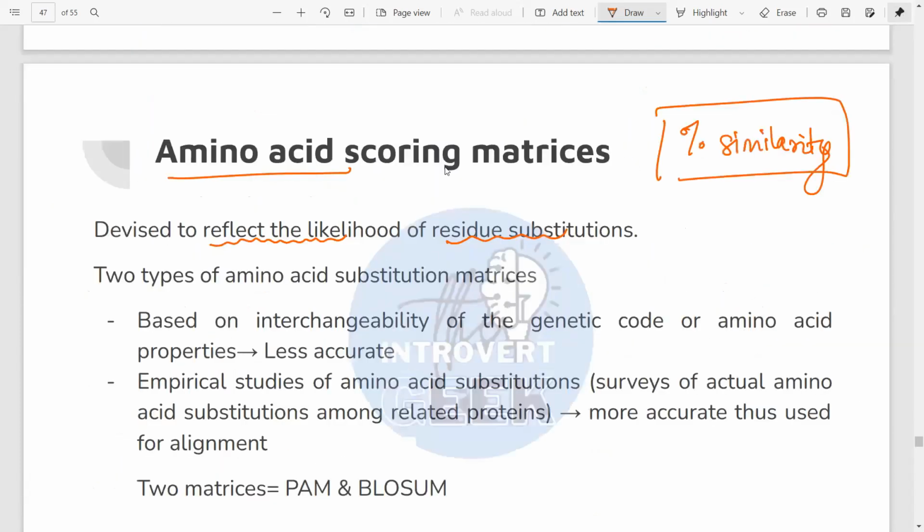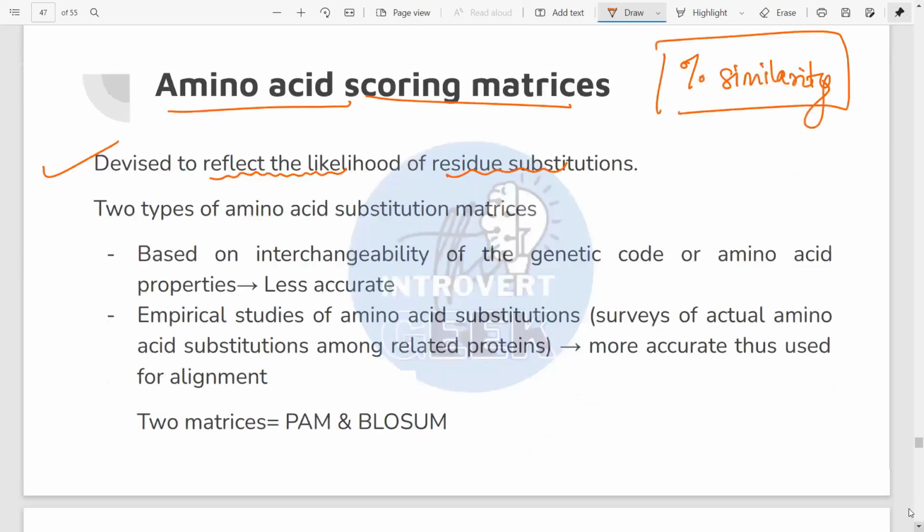So based on this, you have different scoring matrices. Those values that are assigned, how did they come to this value? That is actually what the scoring matrices are. So scoring matrices are devised to reflect the likelihood of residue substitutions. Okay.